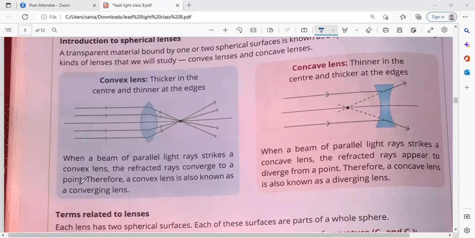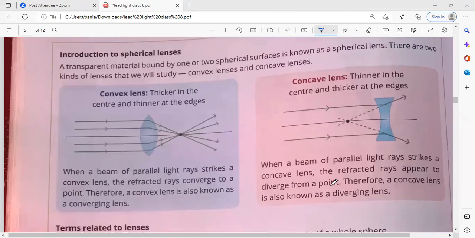So over here, when a beam of parallel light rays strikes the convex lens, the refracted rays converge to a point. Converge means come together at a point, right? Therefore, the convex lens is also known as a converging lens, because it converges all the rays. But when a beam of parallel light rays strikes a concave lens, the refracted rays appear to diverge from a point. See, these are coming and they are diverging. They are not coming together, they are diverging, right? So therefore it is known as a diverging lens.